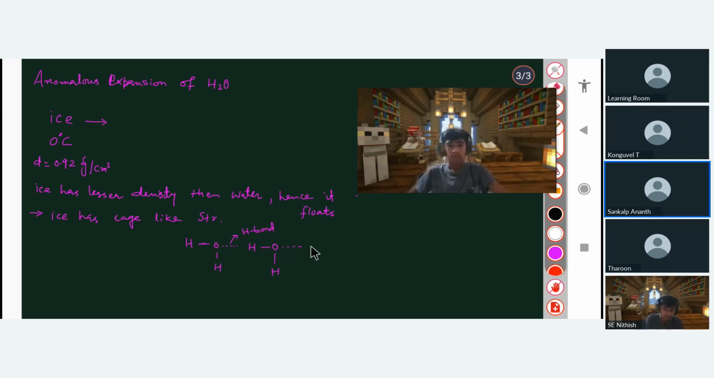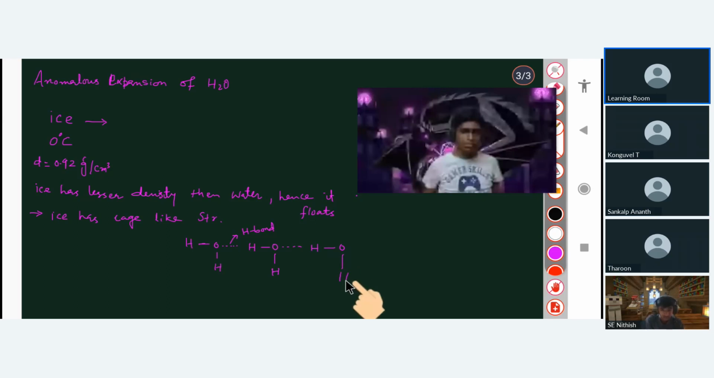Sir, but how can it bond with another hydrogen when its valence shell is fully covered? Yes, it is actually a very weak bond. It is only a very weak force of attraction. It is not a chemical bond.